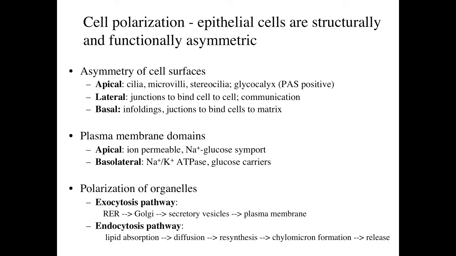And epithelial cells can be polarized with respect to their organelles. They can be polarized in the biosynthetic or exocytosis pathway, so there'll be an array of ER, Golgi, and secretory vesicles that will move towards the plasma membrane. Epithelial cells may also be polarized in the endocytic pathway, so you could absorb lipids, you can have diffusion, there can be resynthesis, formation of chylomicrons, and this is all things you may have studied in biochemistry and that we'll touch upon as we go through the course.